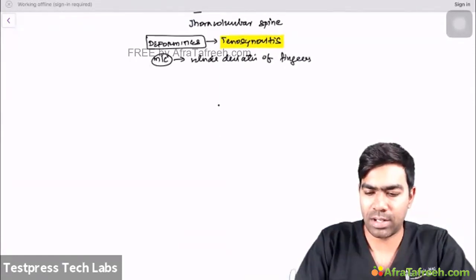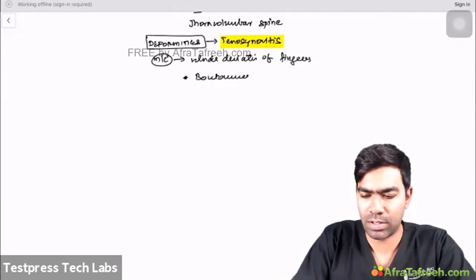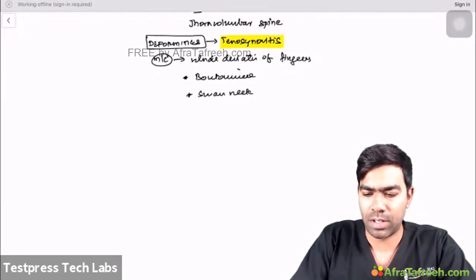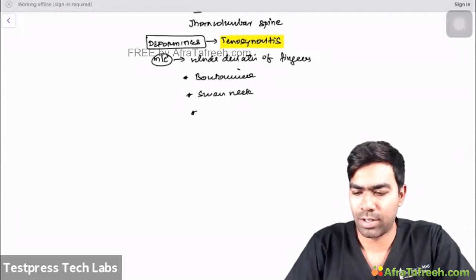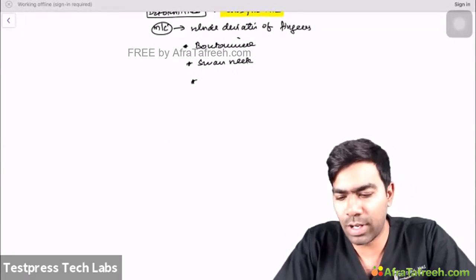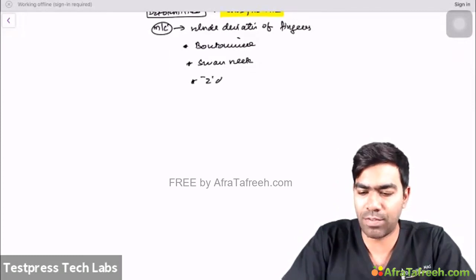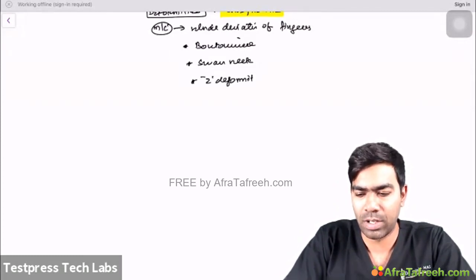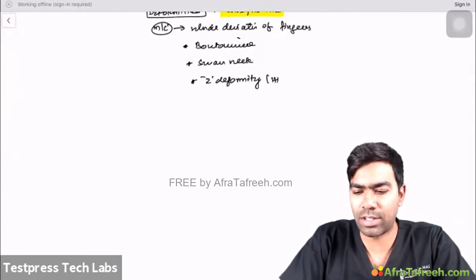Apart from that, you can have other classic deformities like a boutonniere deformity. Then you have swan neck deformity. Please don't ask the spelling of boutonniere. I don't know the spelling of boutonniere. So that's why I'm writing like this. It's a typical medico's way of escaping the spellings. So boutonniere deformity, then you have swan neck deformity. Then, of course, you're going to have something called a Z deformity of the thumb, which is also referred to as a hitchhiker's thumb.